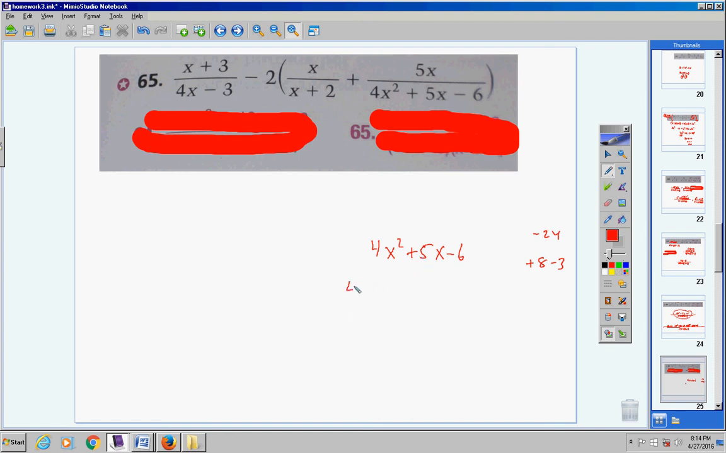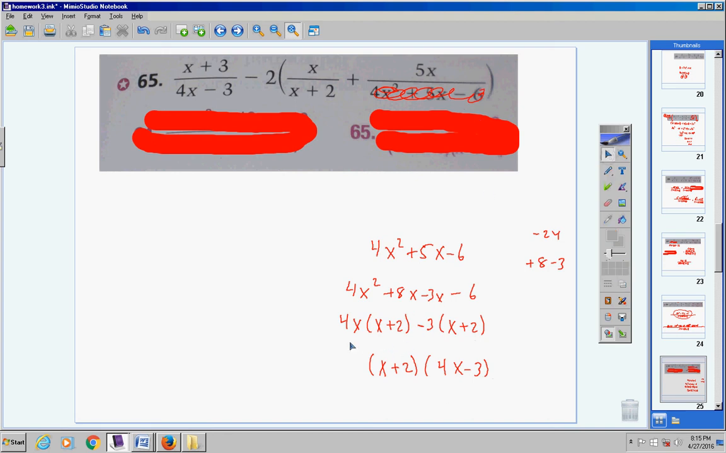So do you remember what to do? Bring down your 4x squared, bring down your negative 6. Right in the middle, put positive 8x, negative 3x. Pull out what's common in these first two terms. That's 4x. You're left with x positive 2. Pull out a negative 3 here, and you're left with x positive 2. So the factorization is x positive 2, 4x negative 3. So instead of having this right here, I'm going to have this instead right here.